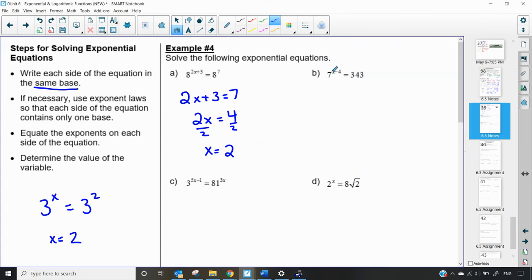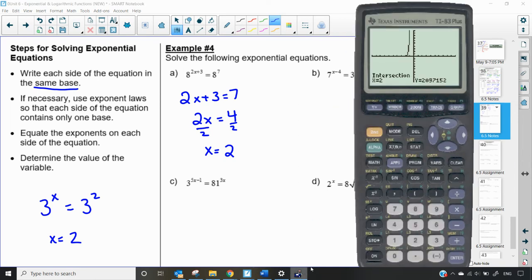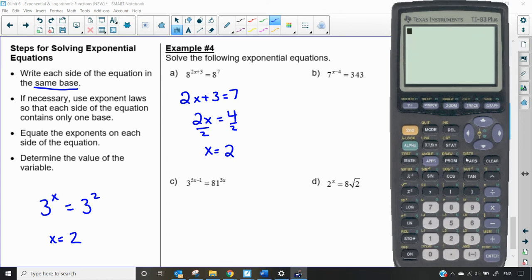So for the next one here, we have 7 to the x minus 4 equals 343. We have equal powers, but they don't have the same base. So our first goal is to write these in the same base. And so 7 is the smallest I can go there. So I'm going to do a little guess and check with the 343. So I'm going to start by guessing 7 exponent 3. And that happens to be the right answer.